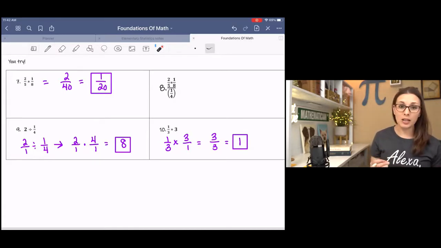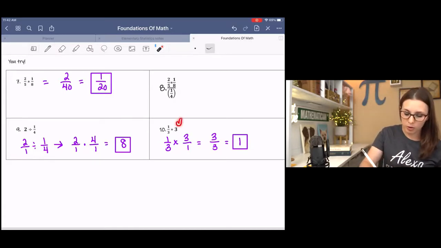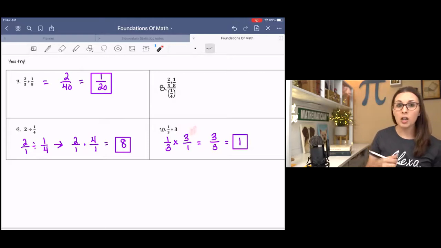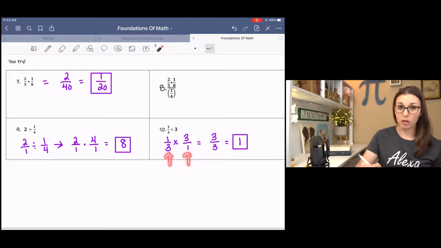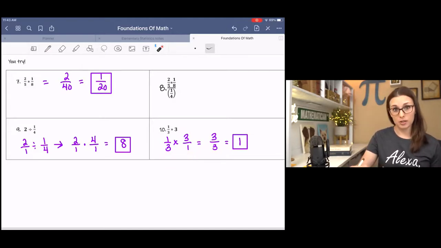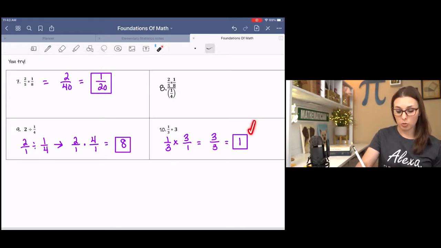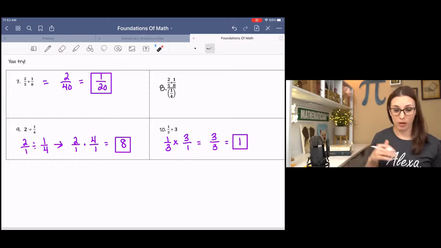And then number 10 is very similar. We have this whole number, so you can throw it over a 1 to put it in fraction form. You could reduce first or reduce last, but you should get 3 over 3, which reduces to 1. These are reciprocals or multiplicative inverses, and multiplicative inverses multiply to 1, the multiplicative identity. So there's a little vocab for you.